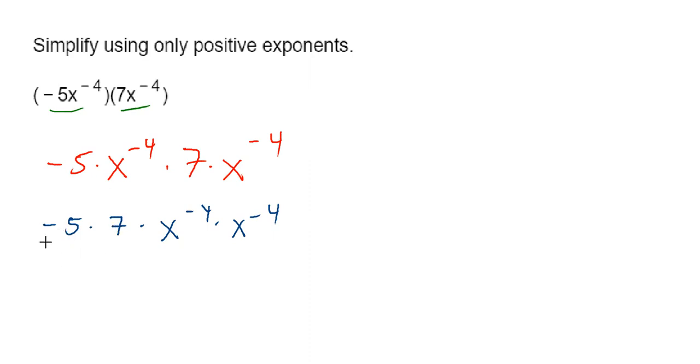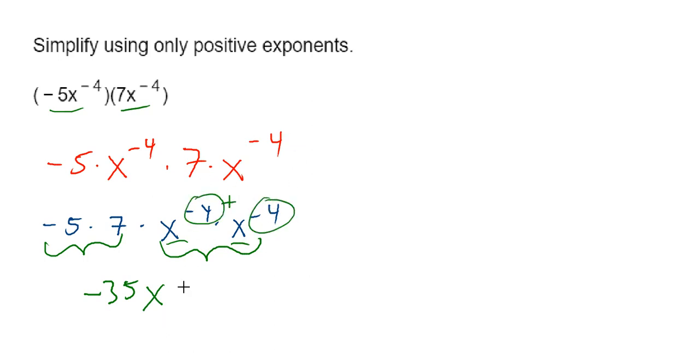So -5 times 7 will be -35. And then the x's can be multiplied together because they have the same base, and so I'll have the base staying the same. I'll add the exponents, -4 plus -4, which will give me -8. All right, so ultimately you just multiply together what goes together. Most students don't bother writing out the problem in this much detail, and honestly, I usually don't bother doing that either, just doing it this one time as a courtesy so you can kind of see how the math behind it works.